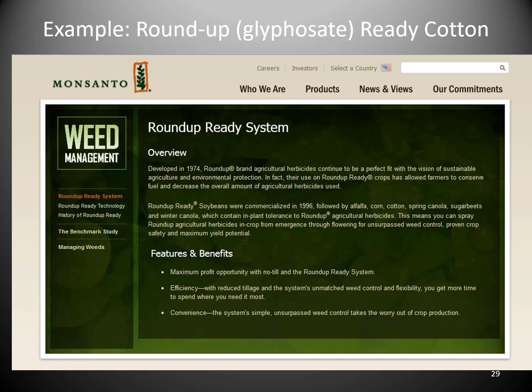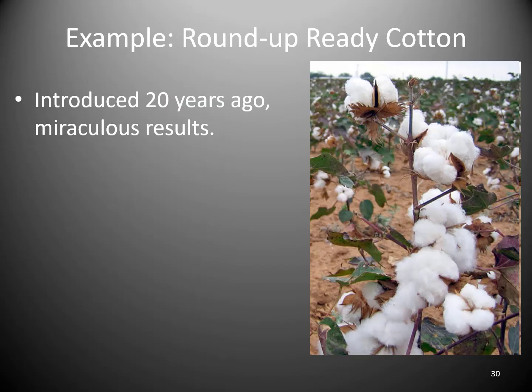So cotton was genetically modified to resist Roundup, this weed killer. The gene that creates this resistance was discovered, cloned, and then transferred into plants like soybeans and corn that we grow as crops. Genetically modified crops have become the norm in the U.S. About 90% or more of our acreage for corn, soy, and cotton is all planted to GMOs, herbicide-resistant GMOs. So Roundup Ready cotton was introduced 20, maybe 30 years ago. With miraculous results.